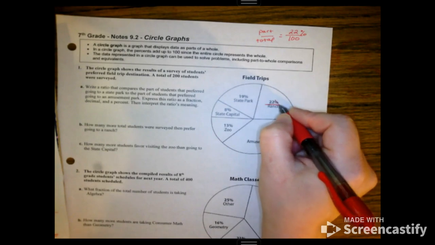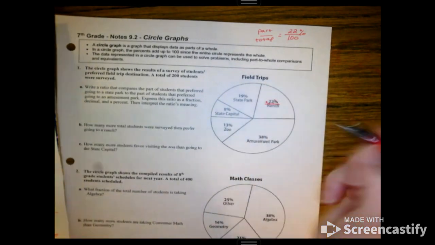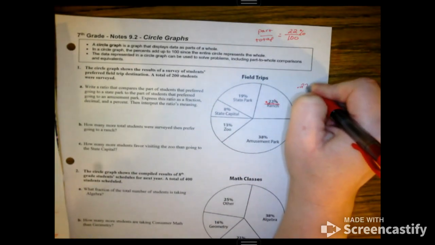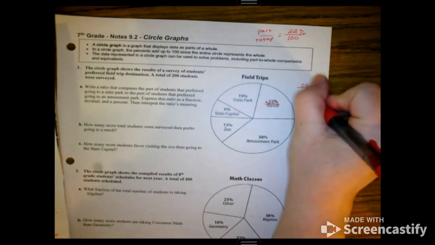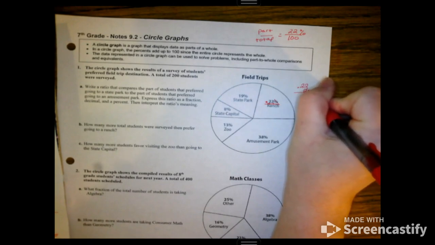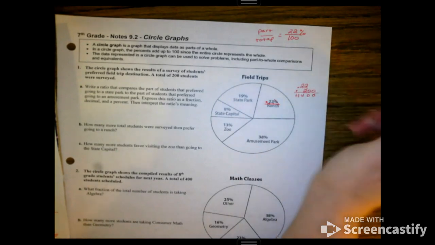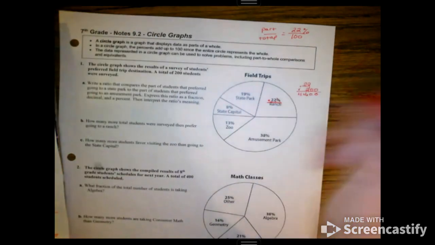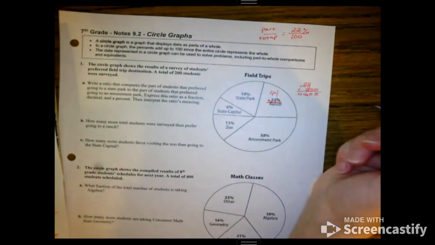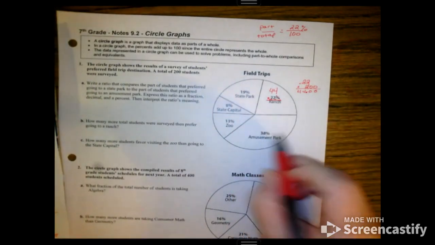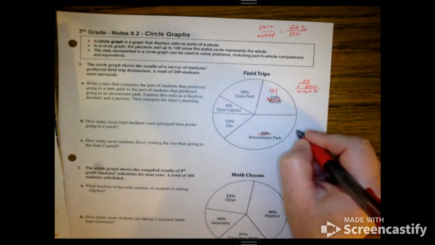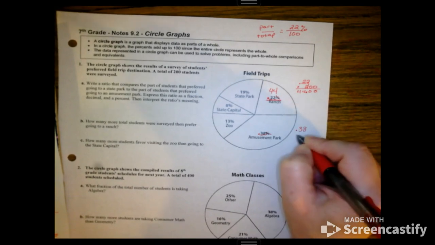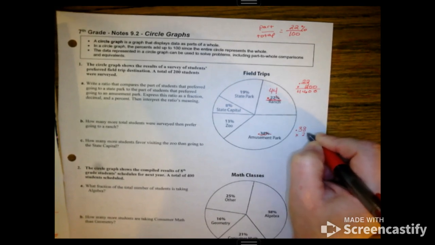0.22. Remember, we remove our percent sign, move it 2 places over. So we would take 0.22 and multiply it times our total. What's our total? 200. And then we just divide that? Nope, multiply. So I have 4 and 4. How many decimal places did I have? 2. So that is 44. Okay. So then I have 0.38. How many total students did I have? 200.